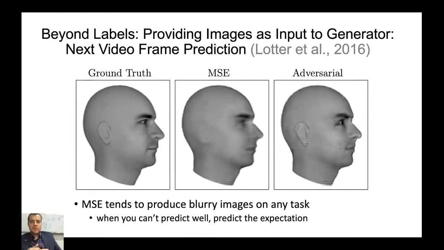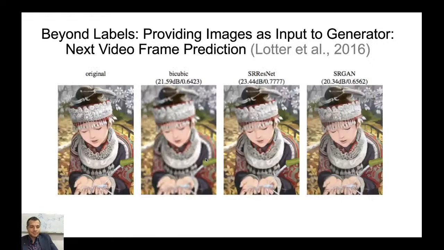So here we see an example with a head from a future frame, and how the prediction, if you just average the last results, you get a blurry prediction. So this is the result using the mean squared error to produce the future frame. And if you use adversarial training, you get a sharper object that is closer to the input. And the model was also applied to single image super resolution.